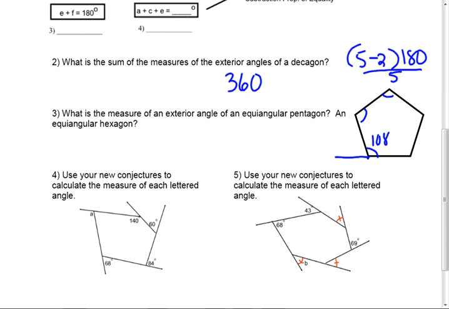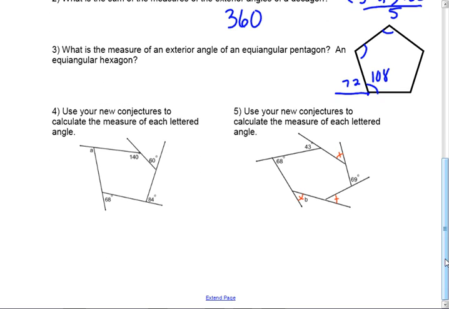180 minus 108. 72. Ask if you don't understand something. Ask. Okay. This isn't that bad. I always work, if it's equiangular, I always work with the exterior angle. Or in this case, I'm still going to work with the exterior angles because these exterior angles, A plus 68 plus 84 plus 60. Oh, I need one more exterior angle. How big is that?